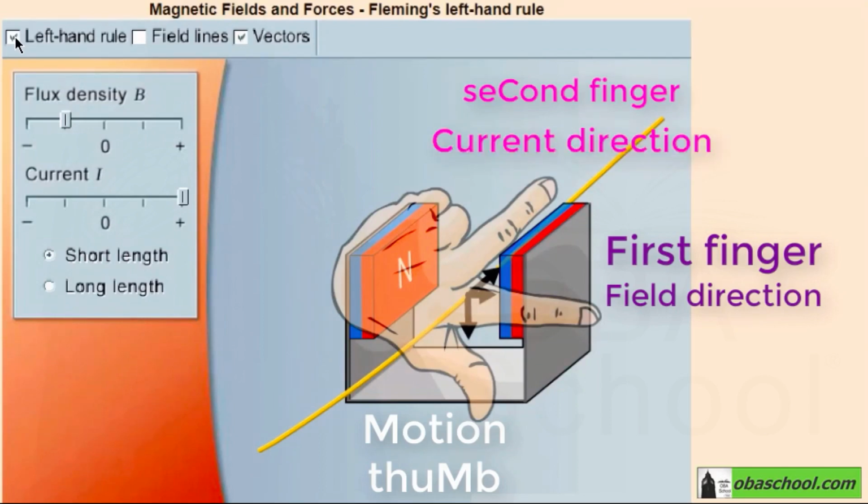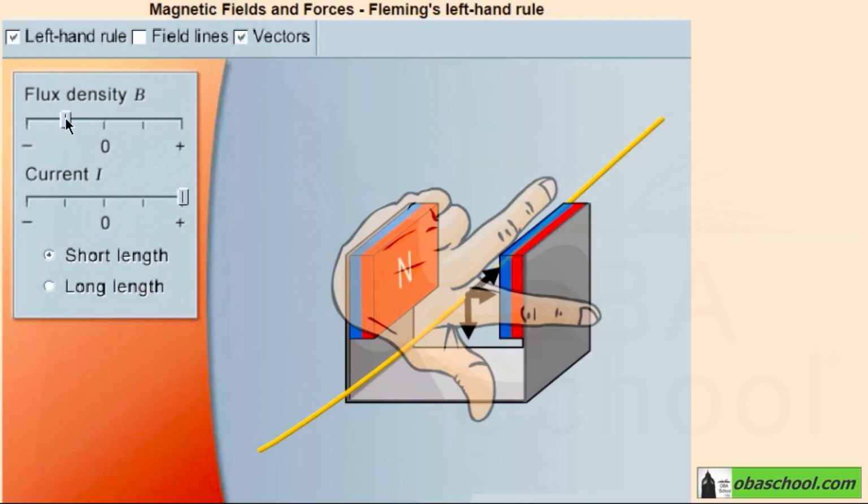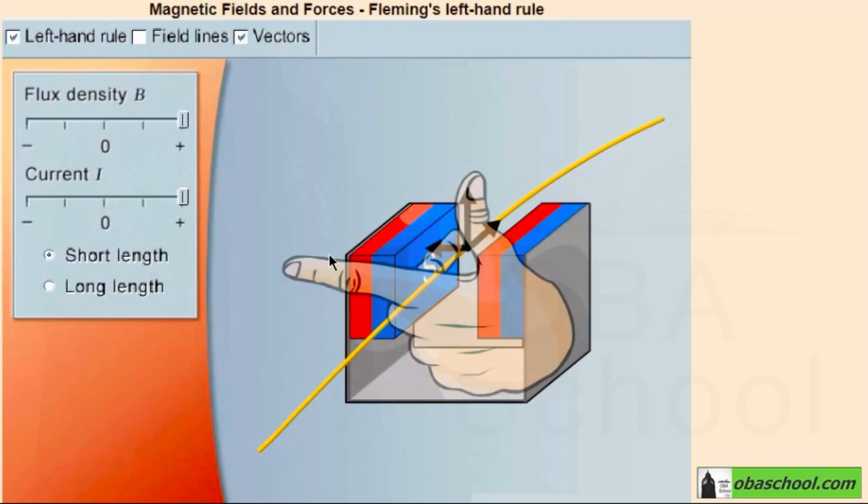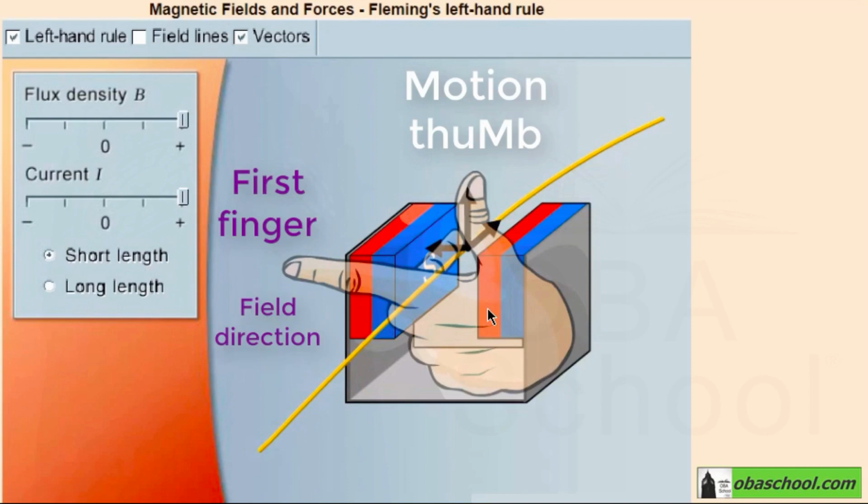Now, if we reverse the flux density, which is the field, notice how the vectors change. So the motion thumb is now upwards. The first finger is in the field direction from right to left, and the second finger is in the current direction, which is away from you.